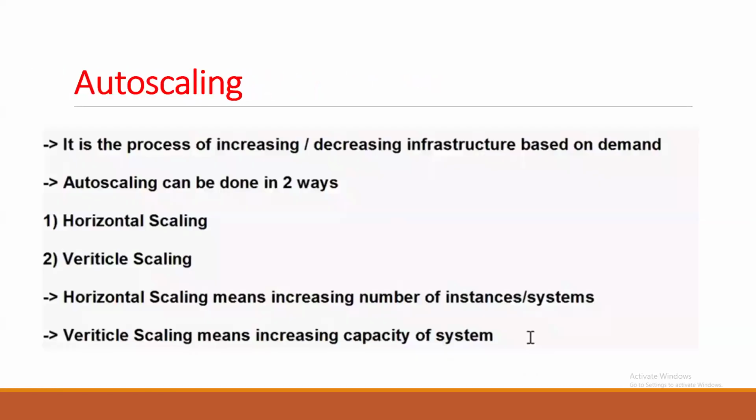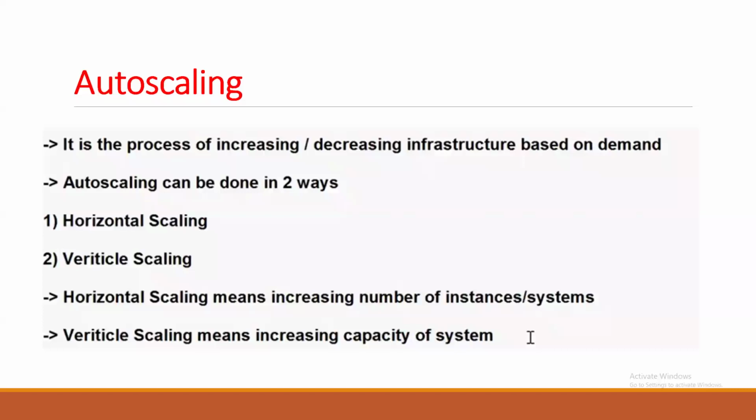So Grafana, auto scaling. Yeah. Based on the metrics, we will increase the pods and we will decrease the pods. Auto scaling is the process of increasing or decreasing the infrastructure based on the demand. So what is auto scaling, guys? Auto scaling is achieved over the metrics.